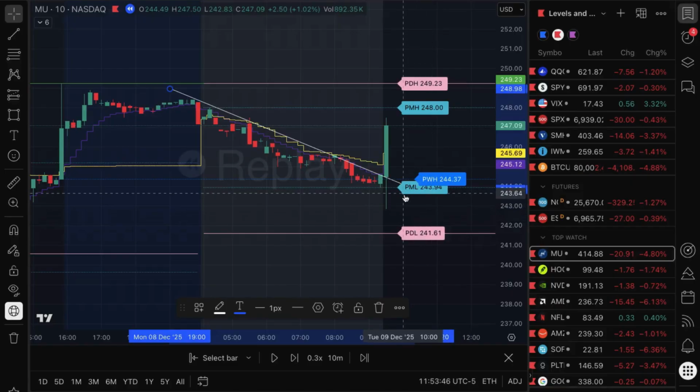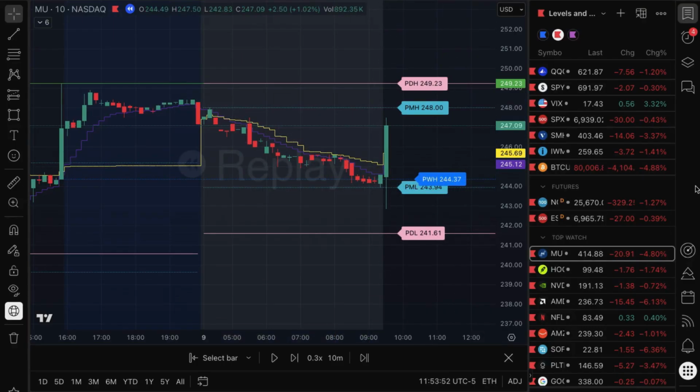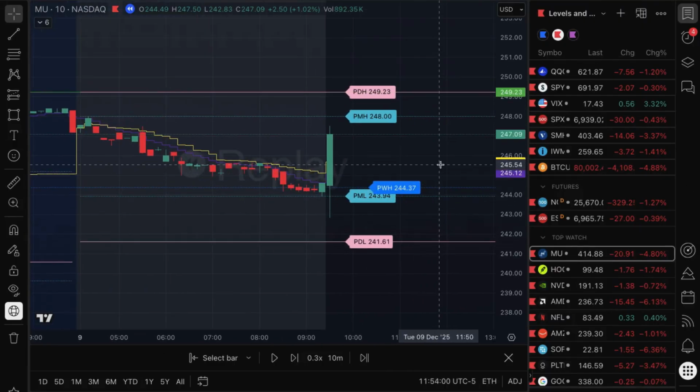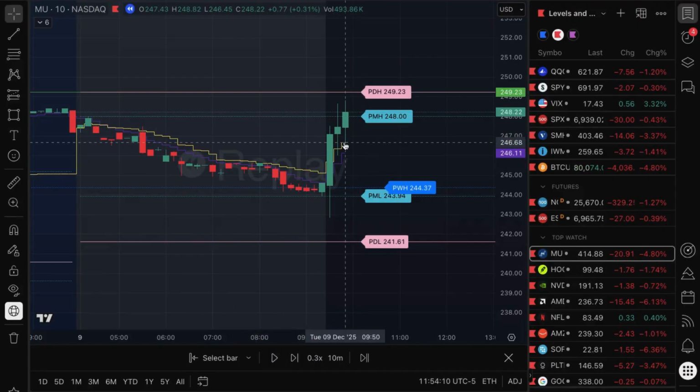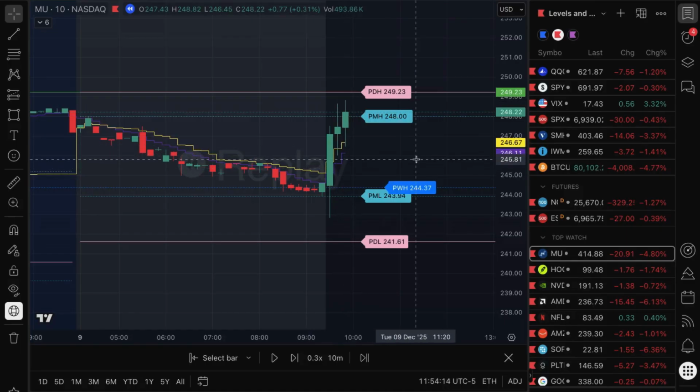Some people use a strategy where they'll enter immediately on this candle, but I like to be a little more patient. I don't like to possibly get faked out by any candles, so I want to wait for this previous day high to break and close above. If I hit play here and let it play out a little longer, we're slowly creeping up. The 9 EMA and VWAP are coming with it.